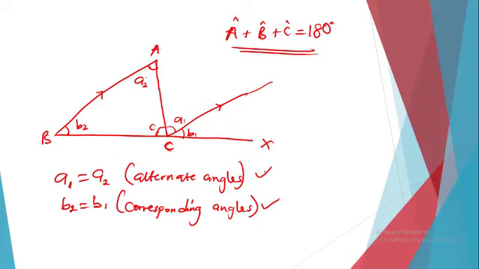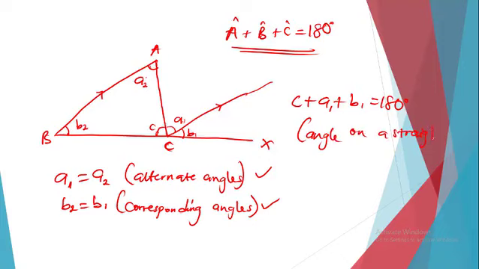Now also we will have that C plus A1, that is this, plus B1 is equal to 180. C plus A1 plus B1 is equal to 180. We call it what? Angle on a straight line. I also thought that angle on a straight line is equal to what? 180. Is that correct? And that will give us line BCX. Is that correct? Line BCX. So we have BCX and the angle at A.